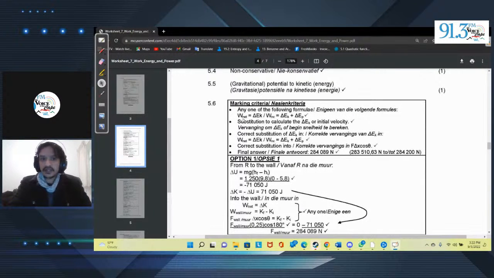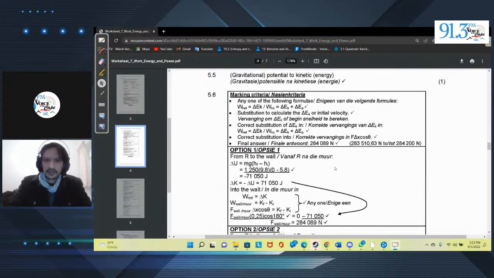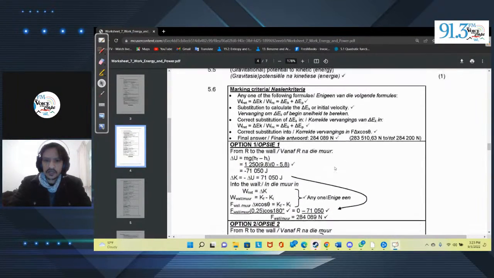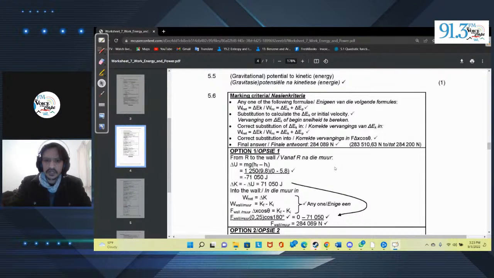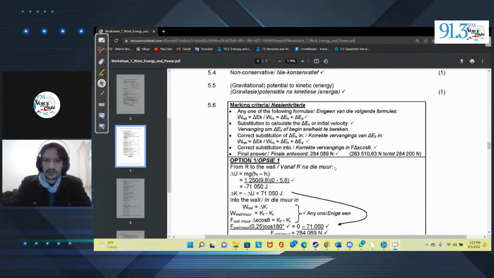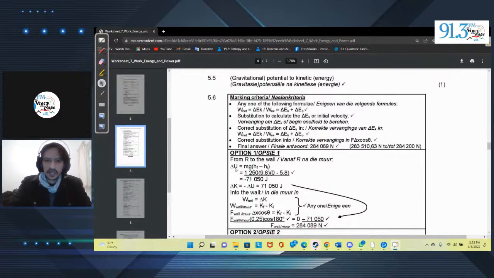So the marking criteria: any one of the following formulas. W net equals the change in kinetic energy, or work non-conservative is equal to the change in kinetic energy plus the change in potential energy. Substitution to calculate the kinetic energy or initial velocity. And if we go down over here, we can easily make the appropriate calculations. They show, okay, let's first solve for the potential energy. Let me actually do this on the notepad. It can get quite busy, and I want to be more precise with you guys.